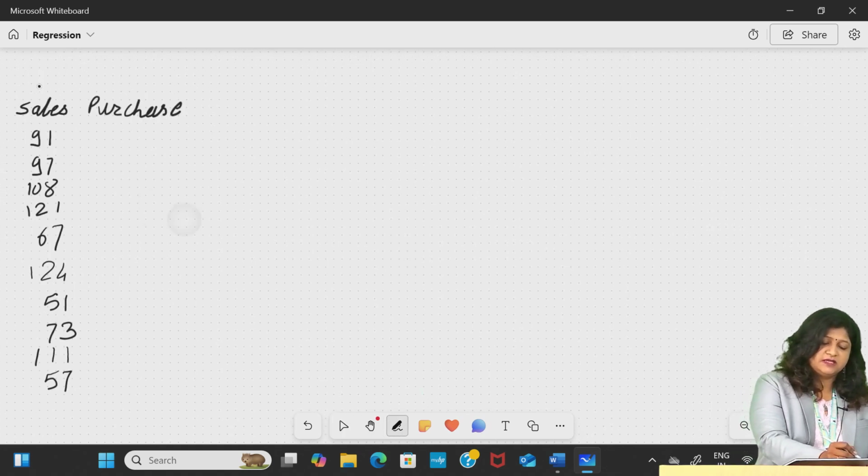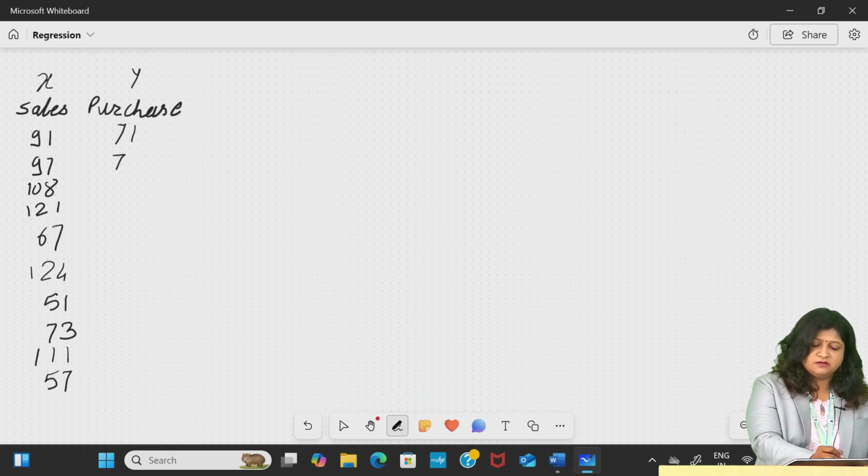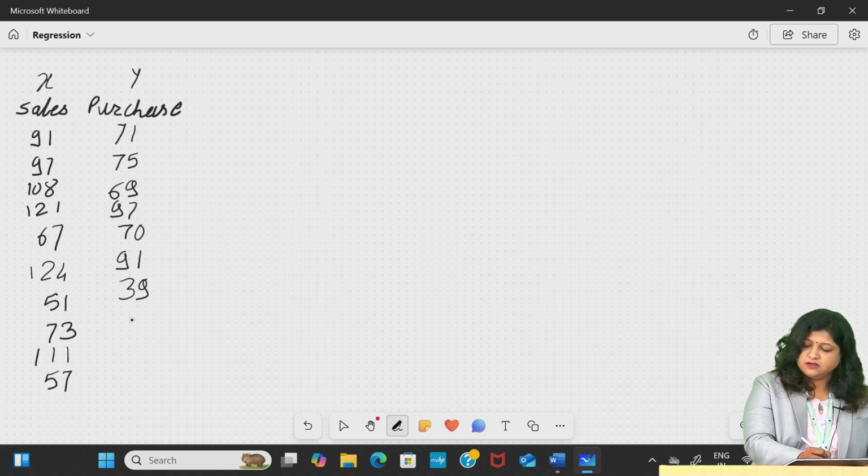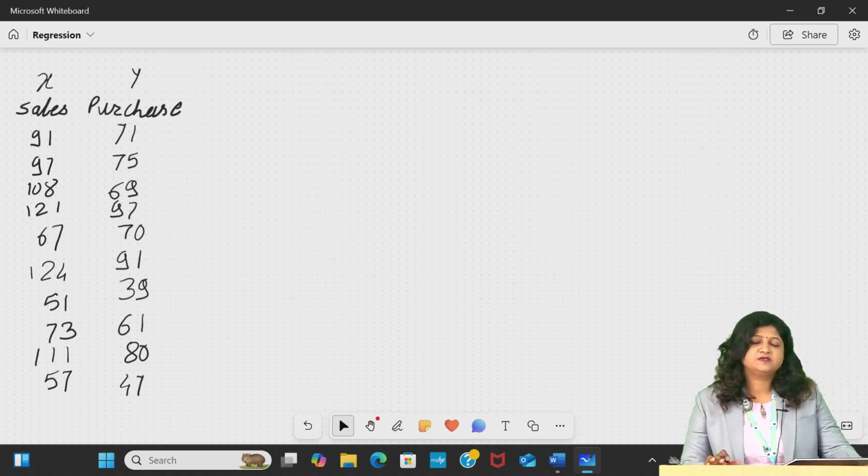For the sales, if we denote it as x, and for purchase we denote it as y, the corresponding values of y are 71, 75, 69, 97, 70, 91, 39, 61, 80 and 47. So we need the values of x bar and y bar for the next calculations.